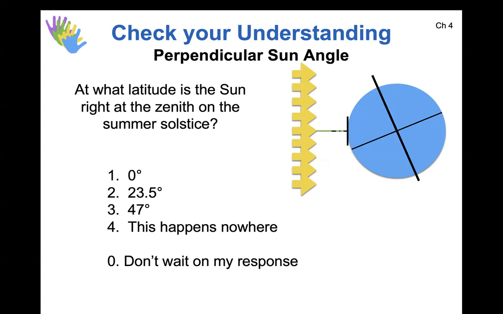What does it mean? Well, I don't want to completely give it away because I'm going to ask right now. At what latitude is the sun right at the zenith on the summer solstice? And the situation that they're describing in the sentence matches the picture. So in other words, what latitude is described by this figure, which is a northern hemisphere summer solstice, right? With the axis tilted towards the light. But then what latitude is this?